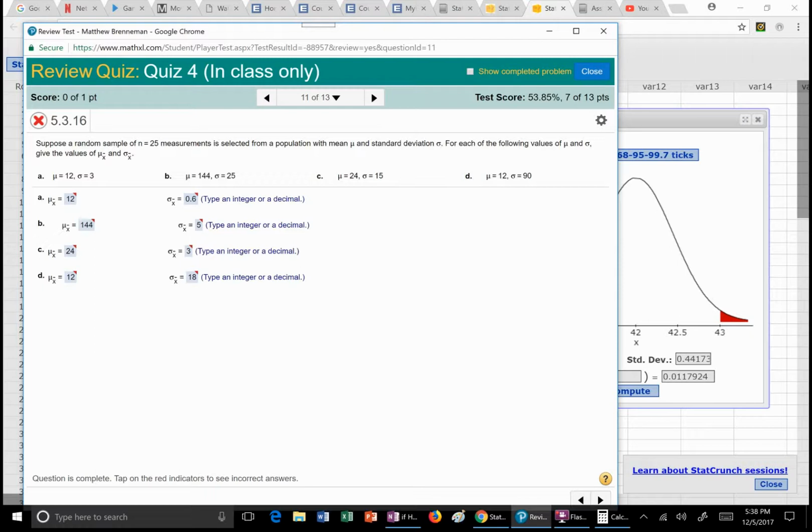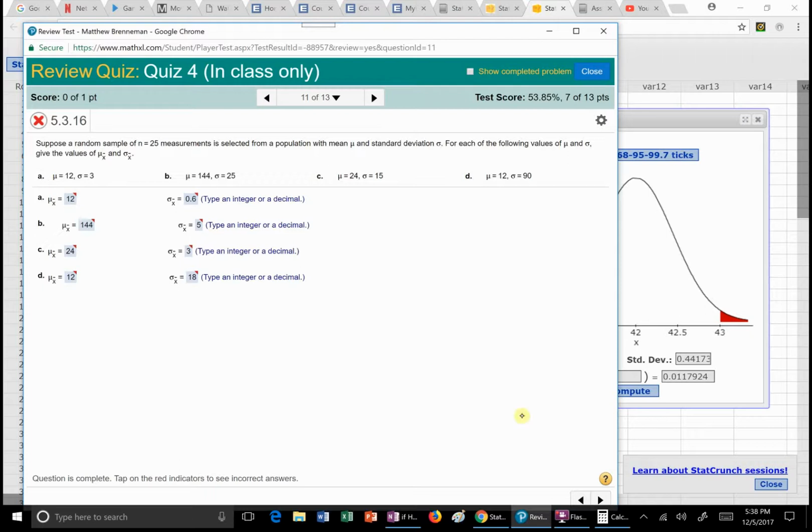Okay, so first of all, we have to remember that the mean of x bar is always the mean of x. So these are always going to be the same as the means. So for the first one, if the mean of x is 12, the mean of x bar is going to be 12. We find the sigma x bar by dividing the standard deviation by the square root of n, which is going to be 5. So 3 divided by the square root of 25 is 3 over 5, or 0.6.